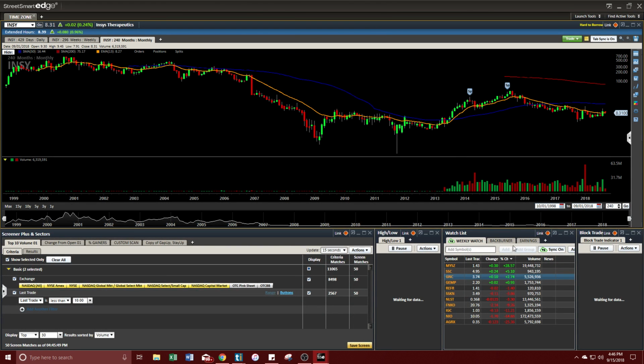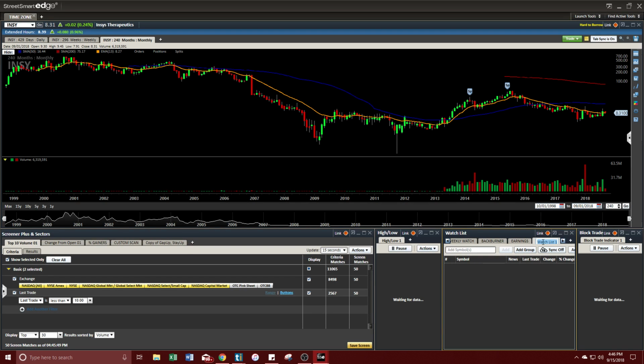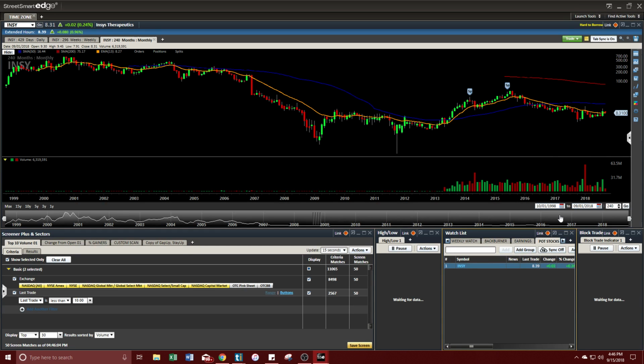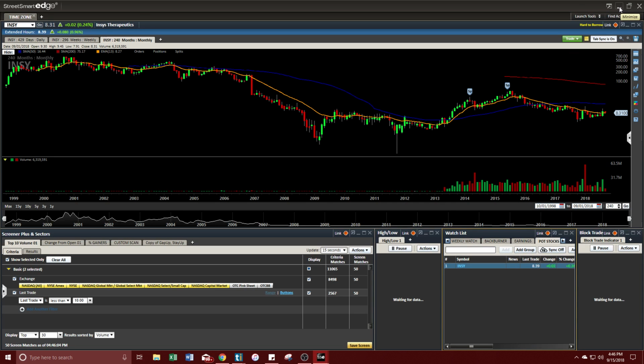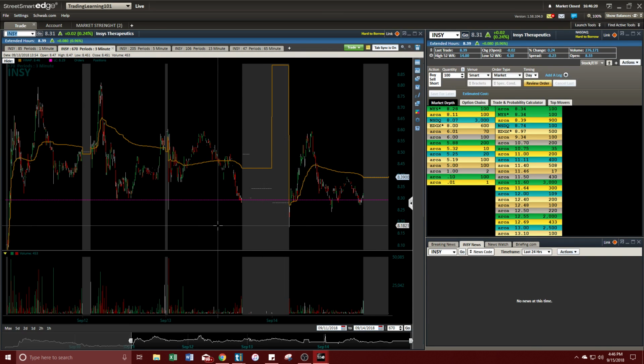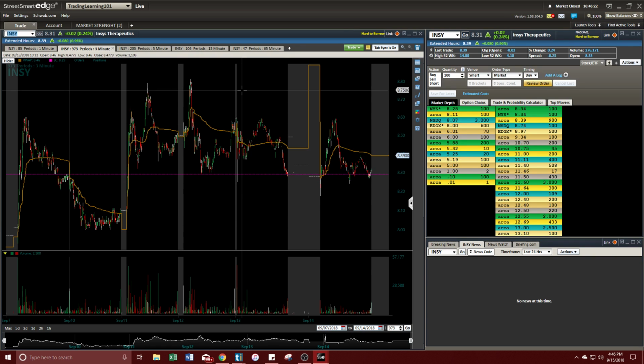So I got my watch list right here. I'm going to create a new one, and I'm just going to name it pot stocks. I'm going to add INSY. And you can see too, it's in this range. So this is the 3-minute, and it's in this range from 830 all the way up to 880.